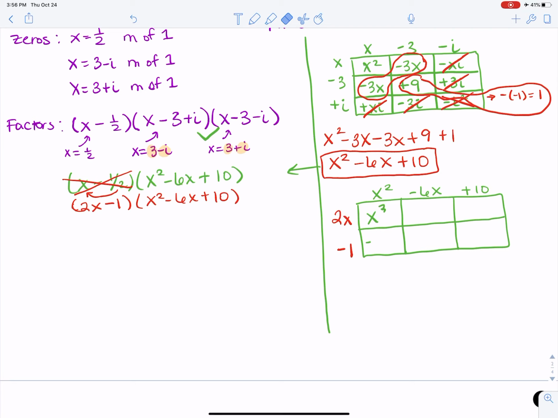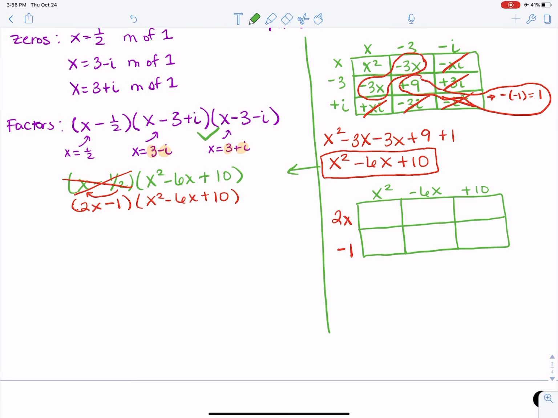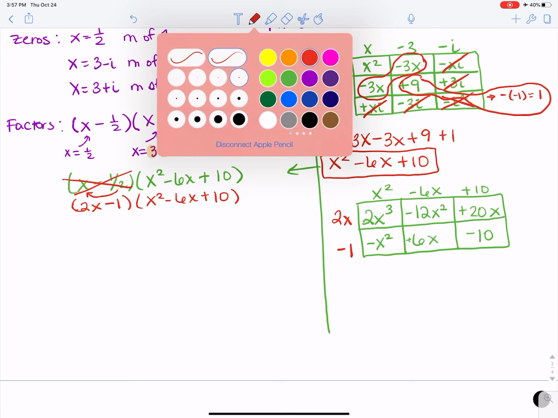Who likes dealing with fractions? So our first answer is going to change as well. So instead of it just being x cubed, it's 2x cubed. And x squared and negative 1 is negative x squared. This is negative 12x squared. This is positive 6x. Positive 20x, and negative 10. And now we want to combine like terms.